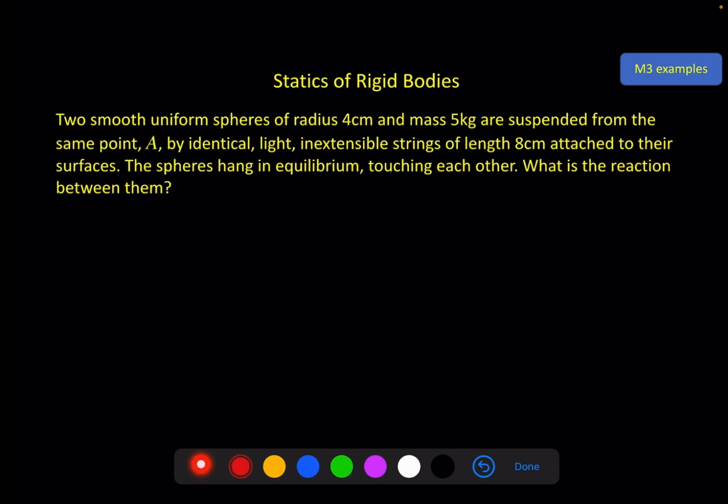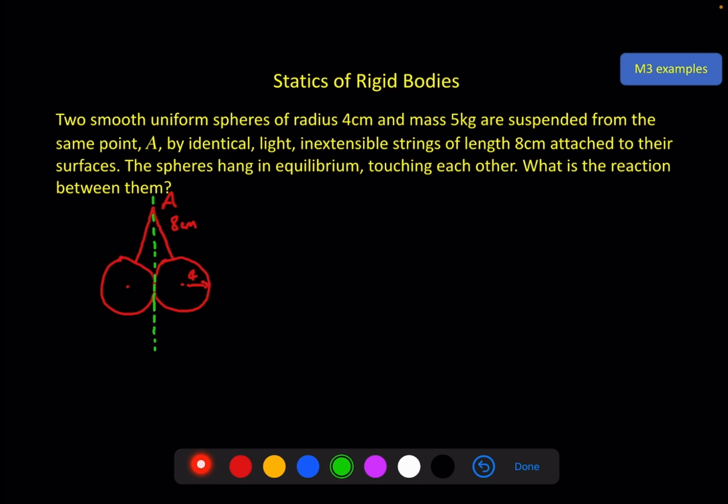So what we've got here is 2 spheres side by side. They're being suspended from a point above the center here, so the string will come down towards the centers at an angle like this. We know the radius of each sphere is 4 centimeters, and the length of the string is 8 centimeters. What's going to be a big help here is that these are all identical, so this is a line of symmetry down the middle on the vertical.